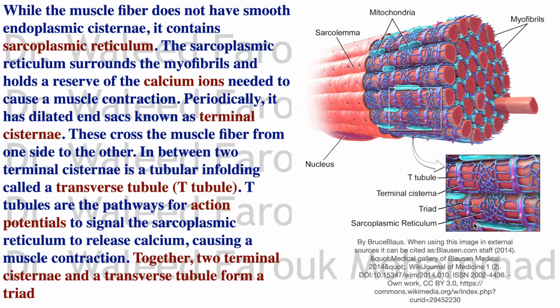The transverse tubules are pathways for action potentials that reach the muscle. These give the signal to the sarcoplasmic reticulum to release its calcium, essential for the contraction of the muscle, or interaction between actin and myosin. Now, the two terminal cisternae with the T-tubule in between are called the triad.